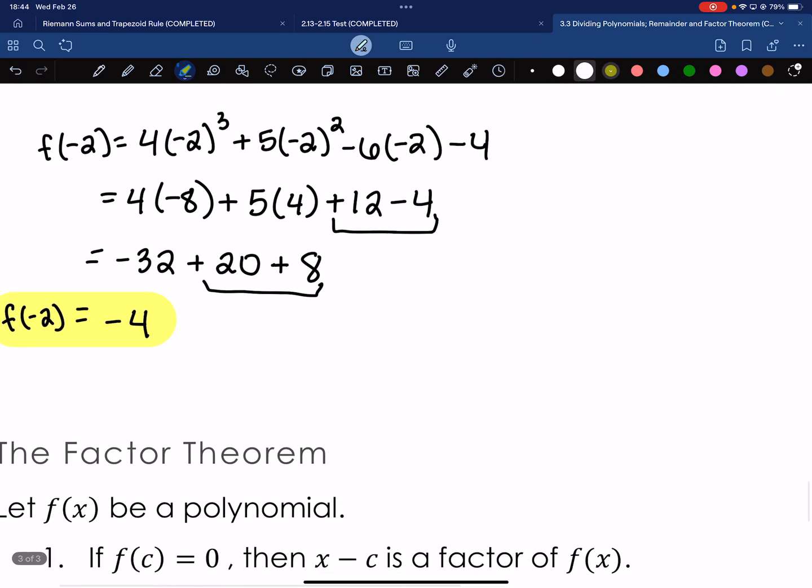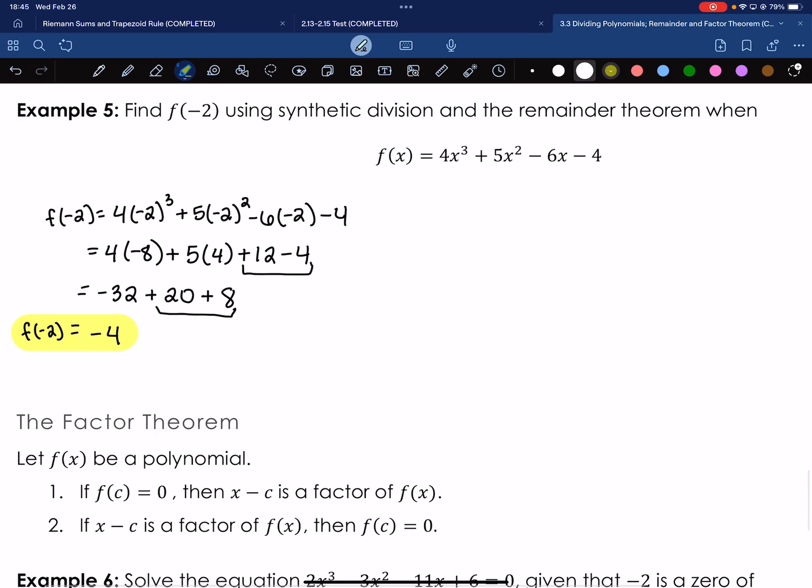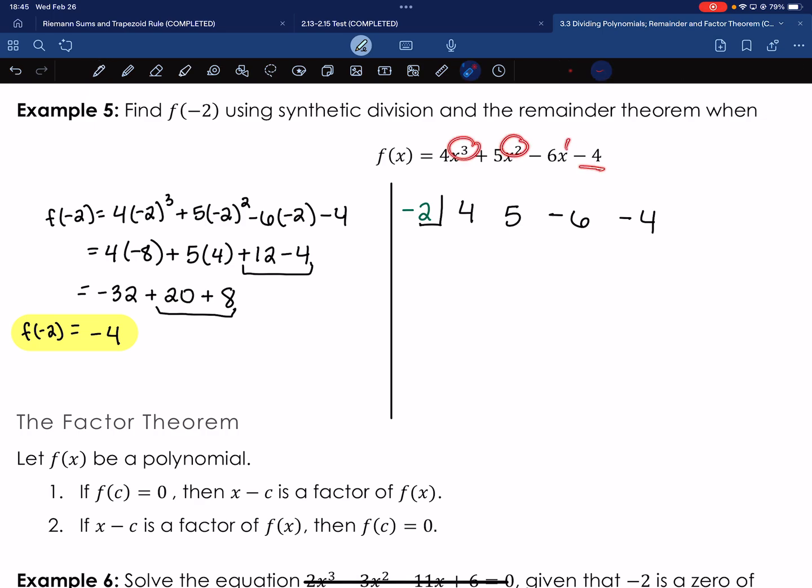Okay? So, you can do the same process, but with synthetic division, in hopes that the remainder is going to be -4. And if it's not -4, then we messed up somewhere, and it's okay. So, here we go. This time in the half box is going to be that -2. Our coefficients we're listing out are 4, 5, -6, and -4. Again, they're in order 3, 2, 1, and none.